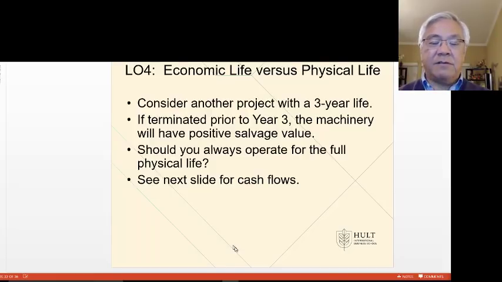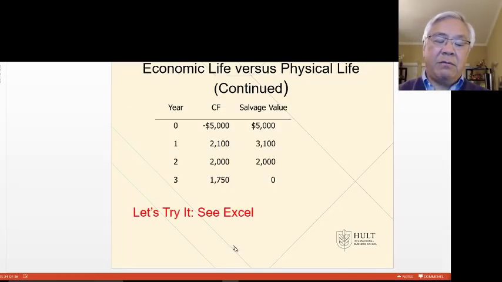So we're going to look at cash flows. So this is a new scenario with years 0, 1, 2, 3. Year 0 is the outlay initially of $5,000, and that's what the project or the equipment costs us. At year 1, it generates a good amount of money, $2,100. Next year, $2,000. Final year, $1,750. But notice that the salvage value, as you would expect, would decline as it gets older and older, from $5,000 to $3,100 to $2,000 down to 0 at the end of year 3.